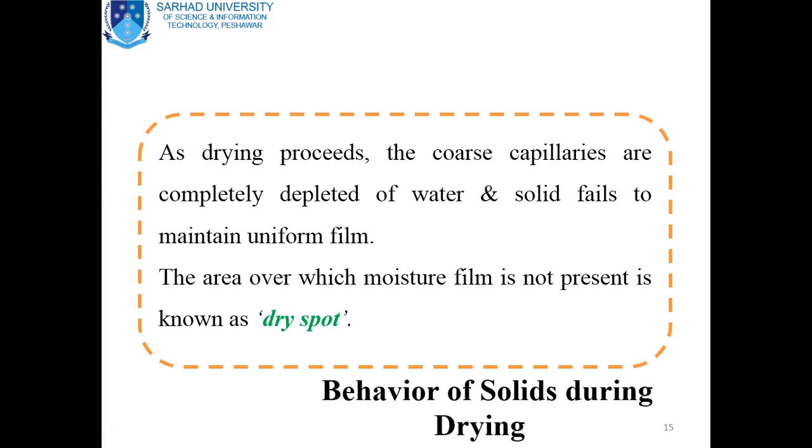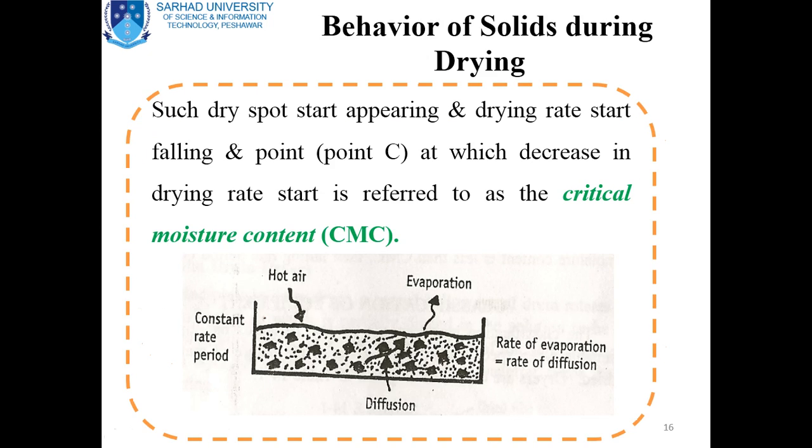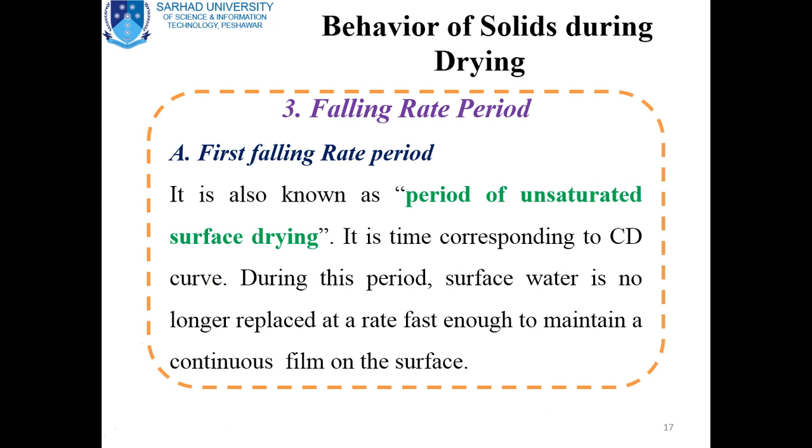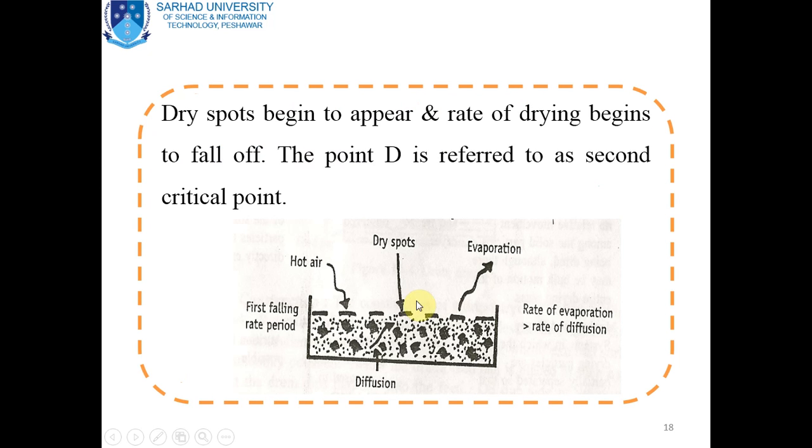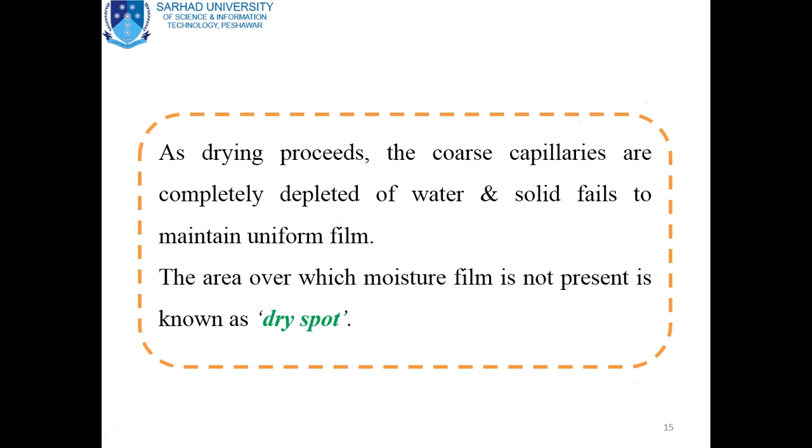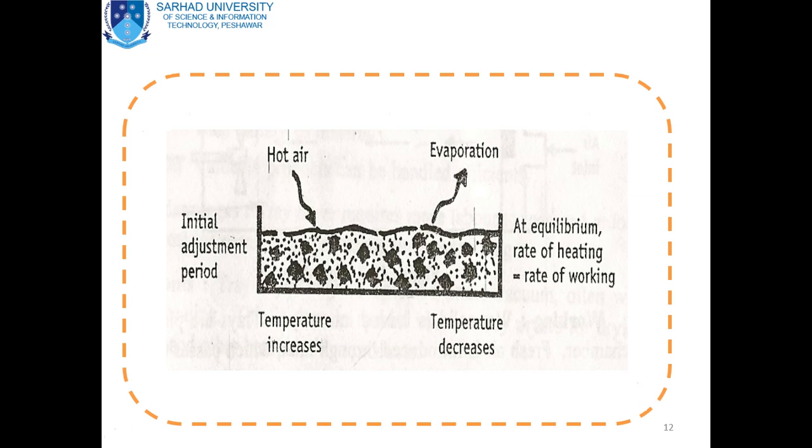Rate of diffusion becomes equal to rate of evaporation. But in the following period, you can see that there is no maintenance of the continuous film, and drying parts began to appear, and the drying rate begins to fall off. And point D on this particular graph, you can see over there.